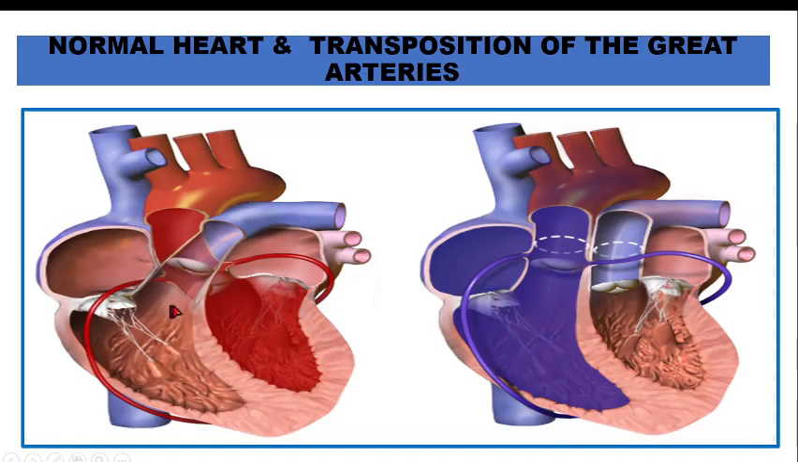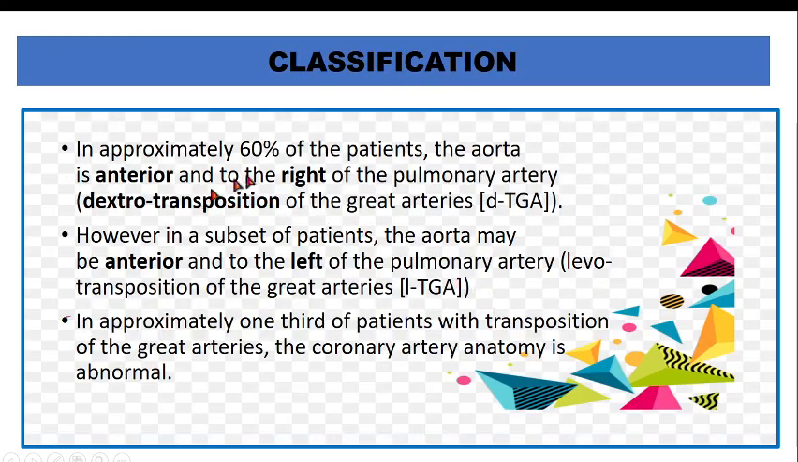Okay, so this is the normal heart. Again, this is a better picture. Here the aorta is arising from the left ventricle and the pulmonary artery is arising from the right ventricle. But here you can see the aorta is arising from the right ventricle, and this is having a blue-tinged color. In approximately 60% of the patients, the aorta is anterior, anterior meaning towards the front, and to the right of the pulmonary artery, on the right side of the pulmonary artery. This is called dextro transposition of the great arteries. It is also called TGA, DTGA.